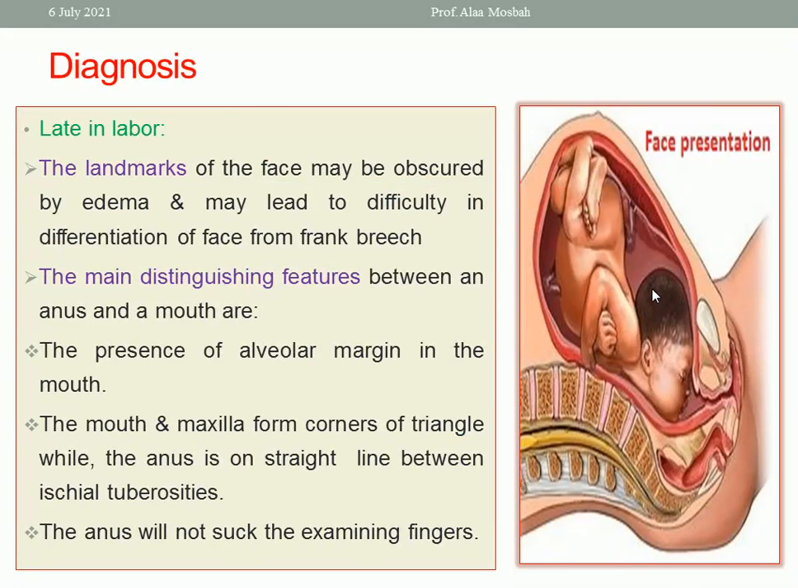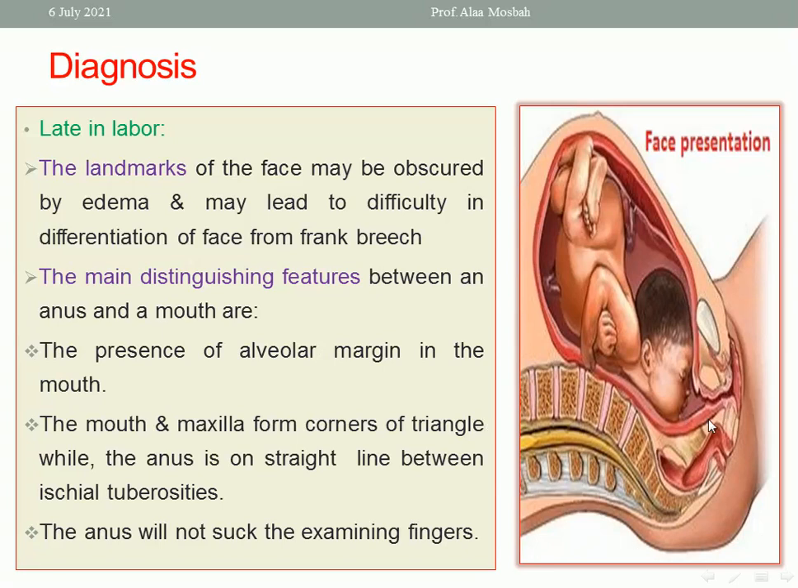What about during labor? The landmarks of the face may be obscured by edema and may lead to difficulty in differentiating face from frank breech. So, face is a differential diagnosis for frank breech. Both of them have 3 bony prominences and 1 opening. In breech, there are 2 ischial tuberosities and the anus in between, and all of them are in a straight line.